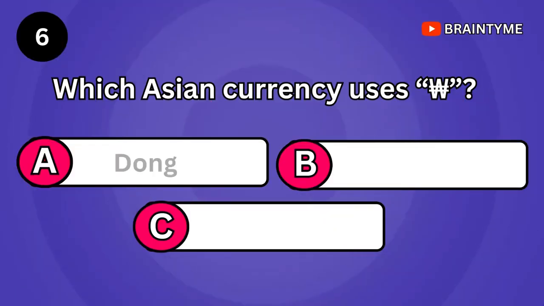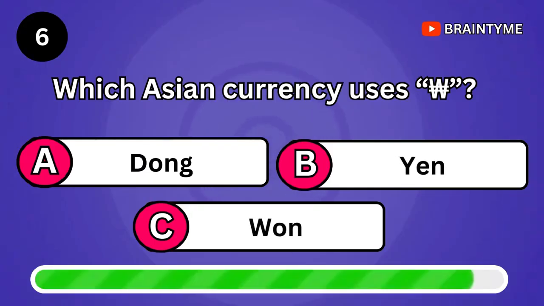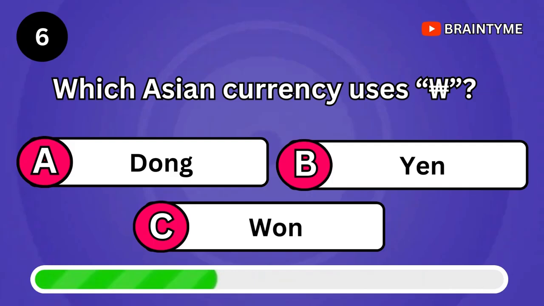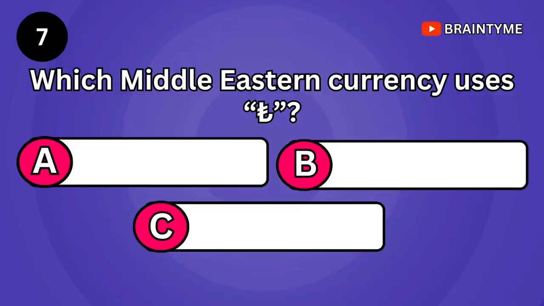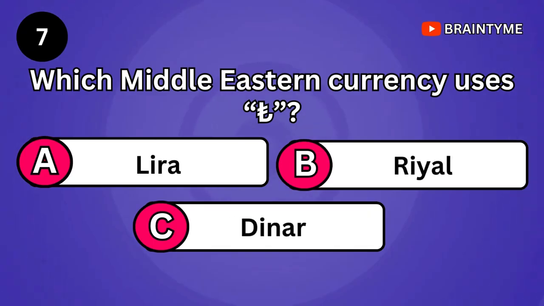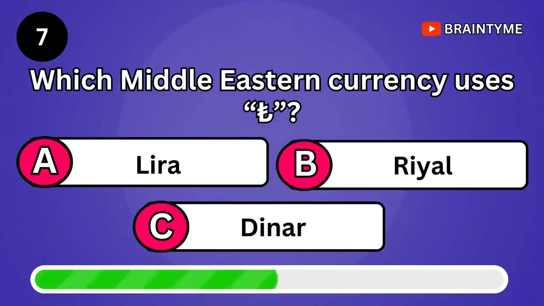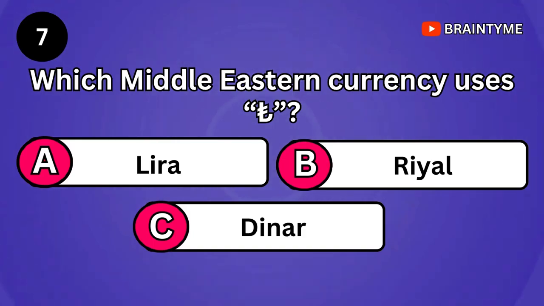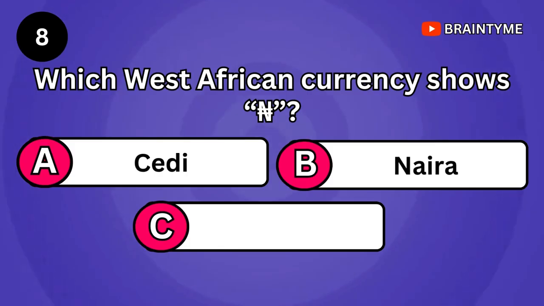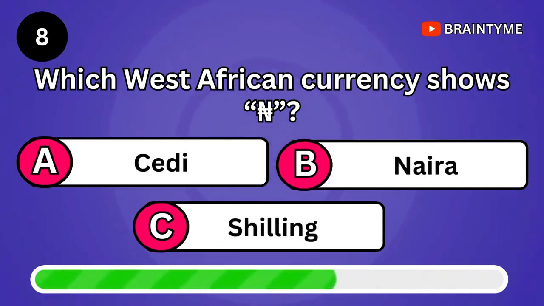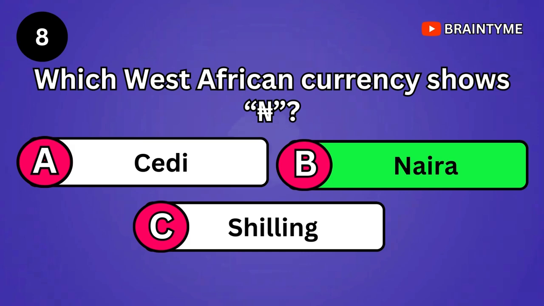Which Asian currency uses the won symbol? The South Korean won. Which Middle Eastern currency uses this symbol? The Turkish lira. Which West African currency shows N? The Nigerian naira.